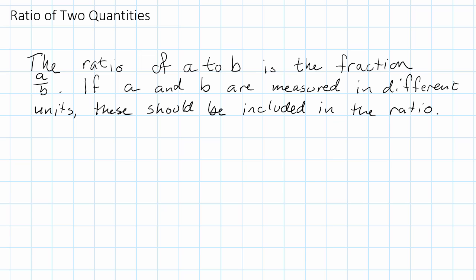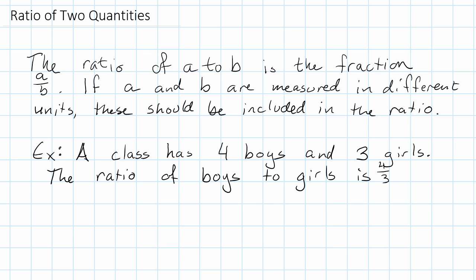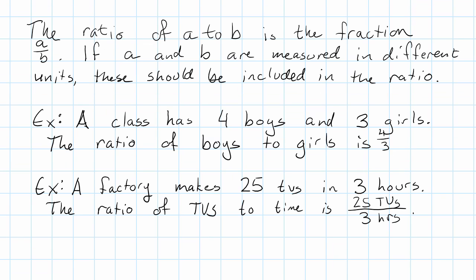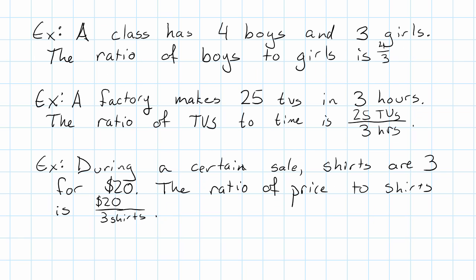So for example, if a class has 4 boys and 3 girls, the ratio of boys to girls is 4 over 3. A factory makes 25 TVs in 3 hours. The ratio of TVs to time is 25 TVs over 3 hours. During a certain sale, shirts are 3 for $20. The ratio of price to shirts is $20 over 3 shirts.